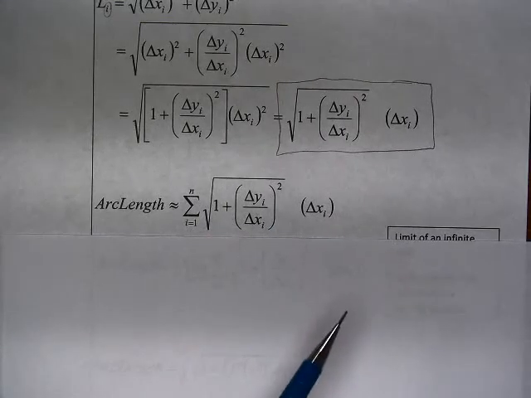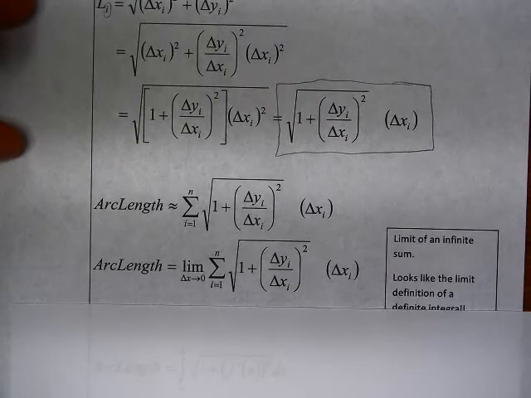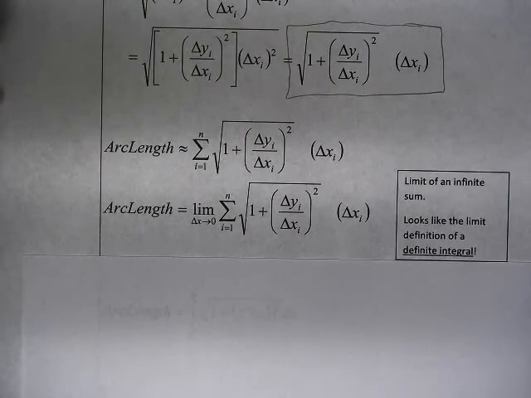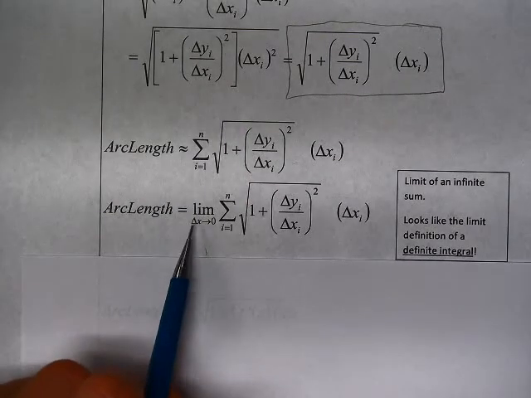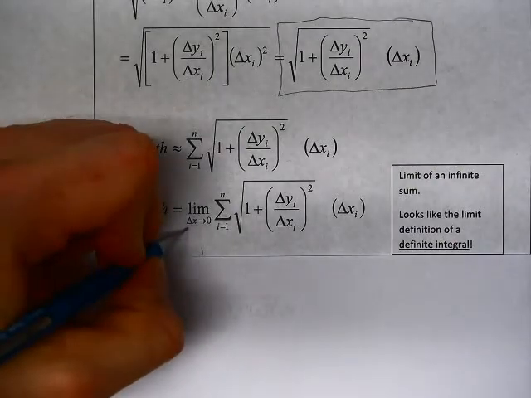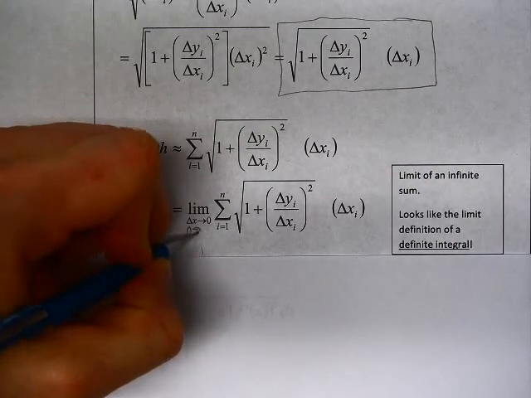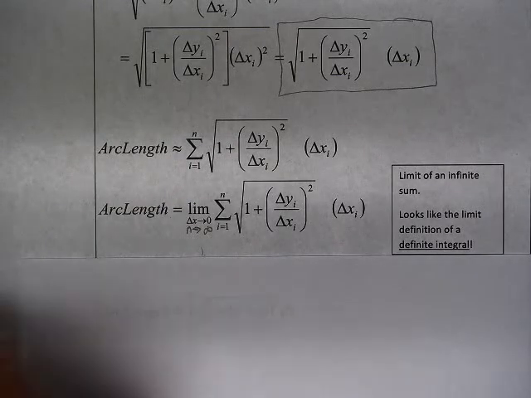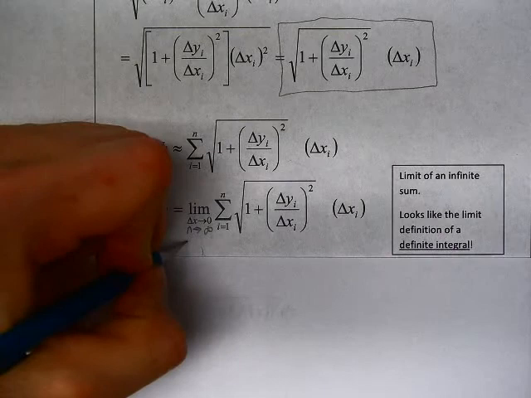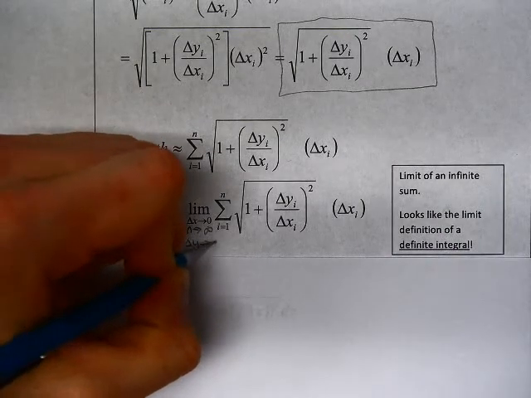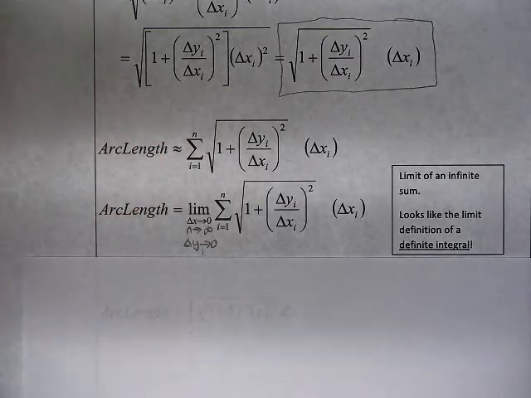So the total arc length is approximately equal to adding up all those small line segments. And if we use more and more line segments, in other words, we have the limit as delta x approaches 0. There are other ways we can write this. The most common would probably be to have n approach infinity, the number of line segments that we use approaching infinity. And really, you could also say delta y is approaching 0 as well, although since delta x is the independent variable, we usually use that.